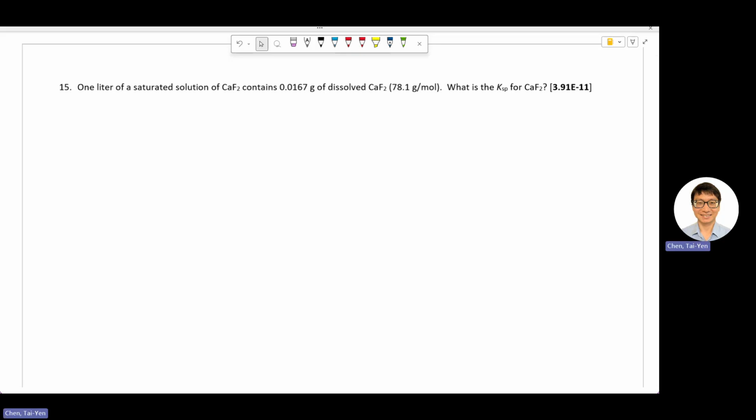This is a variation of the previous questions. This question says that you have 1 liter of a saturated solution of CaF2 that contains 0.067 gram of dissolved CaF2, whose formula weight is 78.1 grams per mole. What is the KSP of CaF2?